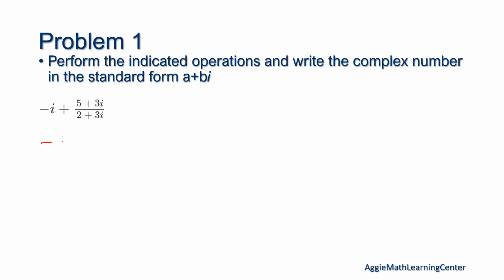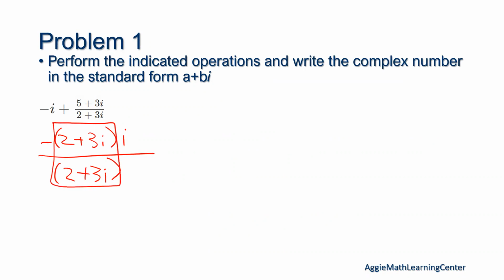Turn the -i into a -(2 plus 3i) times i. All we're doing is renaming that 1 out in front of there. So this part is our 1. That's why I kept the parentheses around there, just to make sure that negative gets distributed. And then we keep this side the same.